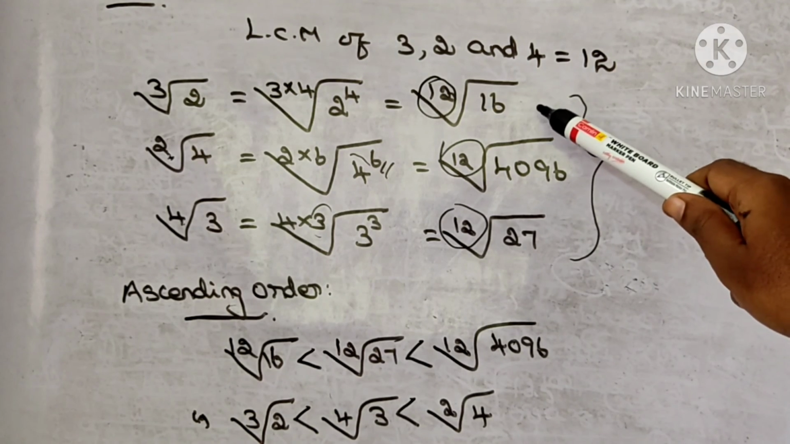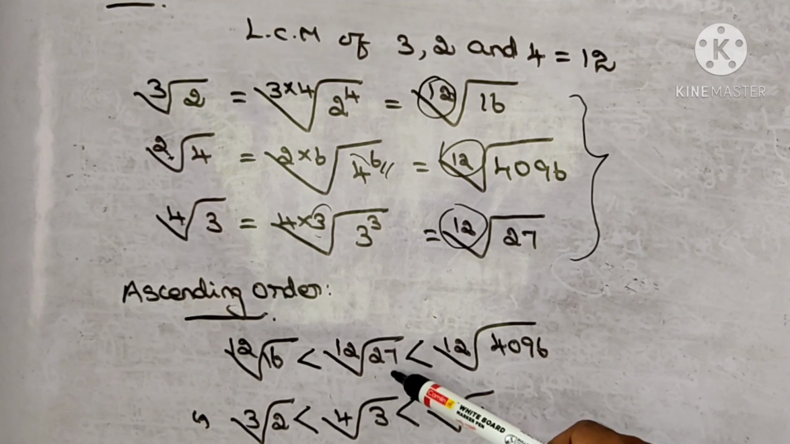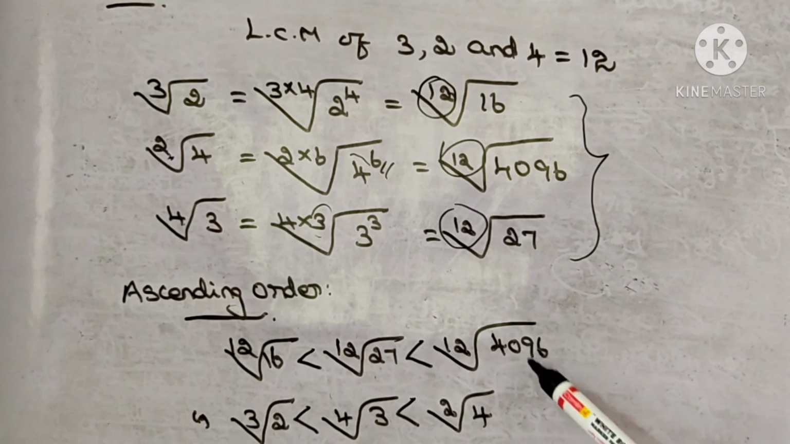Now arrange in ascending order. Ascending order means write the smaller number first. So the 12th root of 16, the 12th root of 27, and last the 12th root of 4096. So the cube root of 2 is less than the 4th root of 3, which is less than the square root of 4. This is the ascending order for the given question.